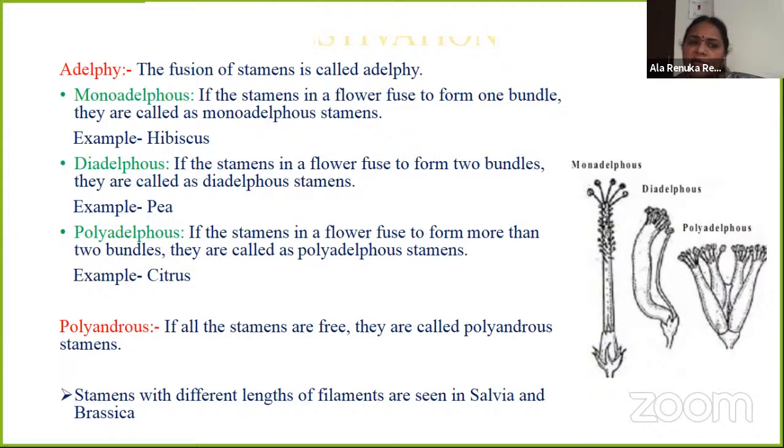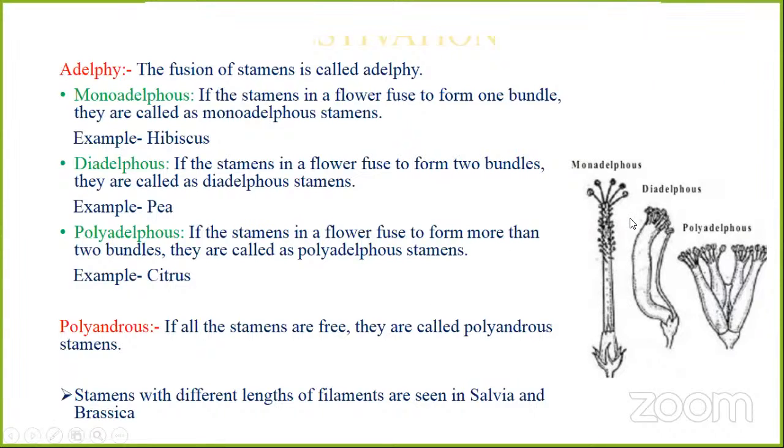And if all the stamens in the flower are fused to form one bundle, the condition is called monadelphous. Mona means single. Monadelphous: all the stamens in a flower fused to form one bundle. We can see the monadelphous condition in hibiscus.